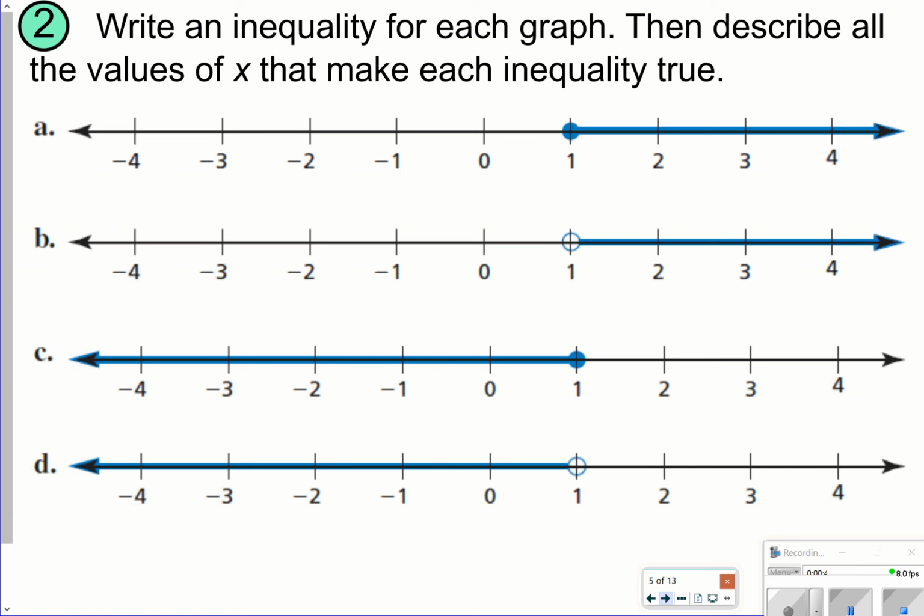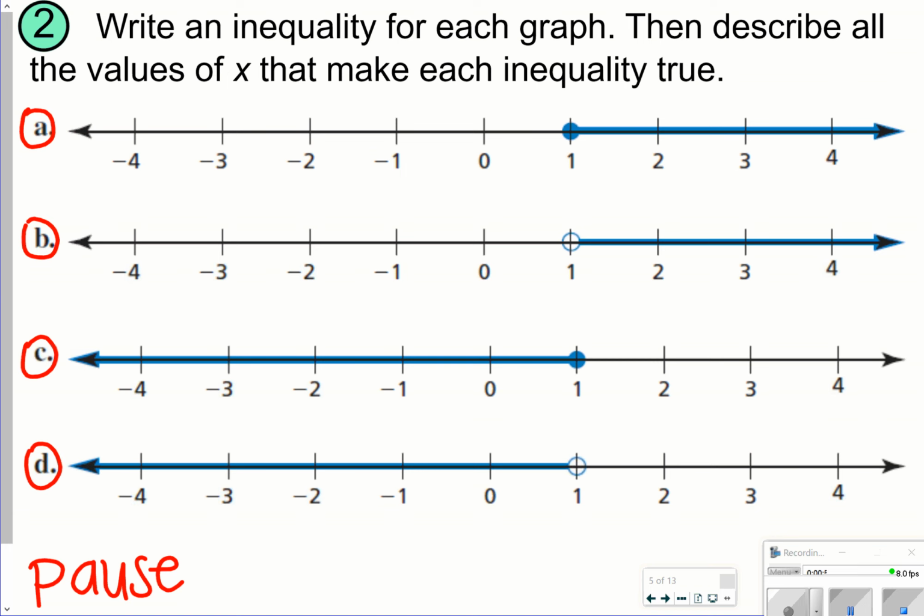So the next thing we're going to do is just focus on how to write inequalities of each graph. So you're going to have 4 parts for number 2, 2a, b, c, and d. What we're going to do is go ahead and take the time now to pause the video so you can write the inequality, and then once you're done, click play so you can check your work.